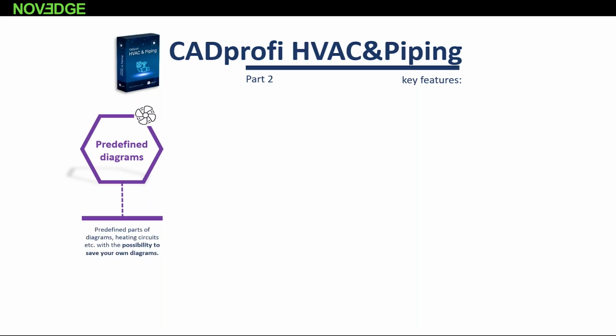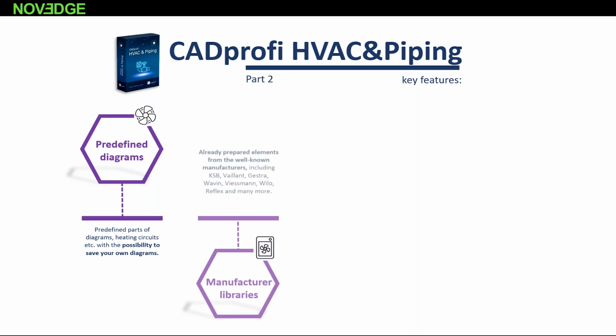Those are diagram parts of heating circuits, with the possibility to save your own ones. Then manufacturer libraries, which we mentioned at the beginning. Here are some names like Viega, Gestra, Wavin, Viessmann, Wilo, Reflex, and many more. There are around 40 of them, and the number is growing every year.